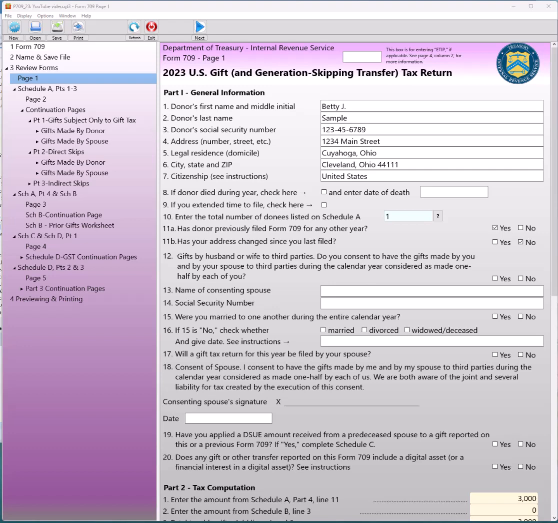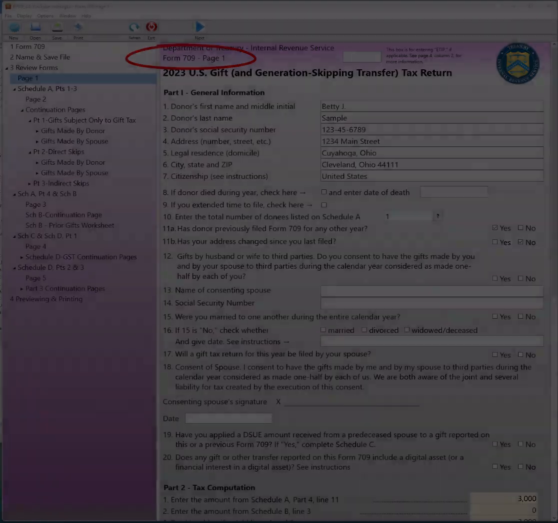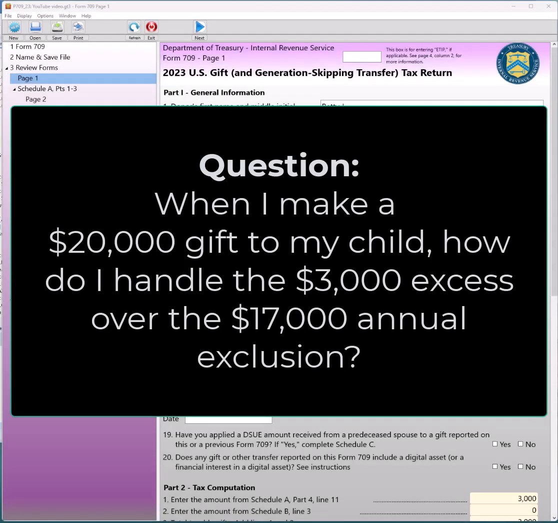All right, well, why don't you tell us a little bit about what we're going to be talking about? Okay, good idea. We're going to be talking about the federal gift tax return, IRS Form 709. Right, and a very common question that we get, which is, let's say, this is the example leading to the question. You gift a child $20,000, and the exclusion this year on a gift is 17. Is that right? In 2024, it's $17,000.